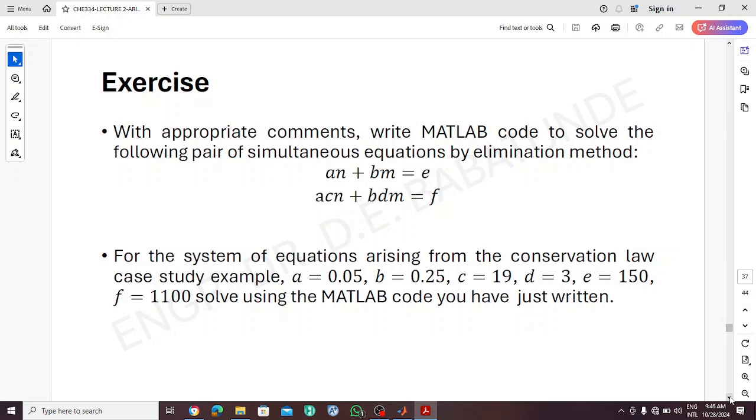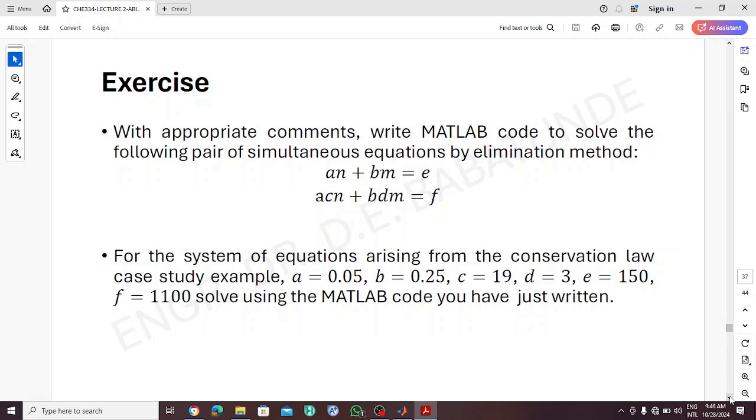You have two equations. AN plus BM equals B. The second equation is ACN plus BDM equals F. So let's say you want to solve this set of equations using elimination method. You know, it's a simultaneous equation. So if you want to solve using elimination method, can you write in form of comment?